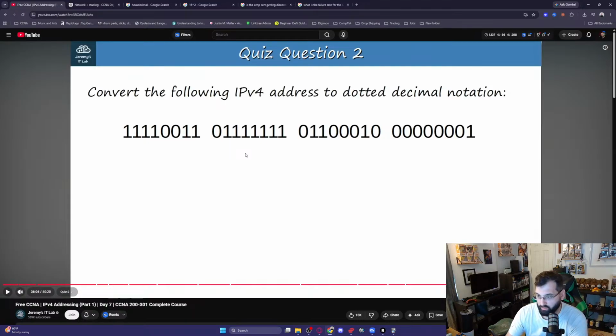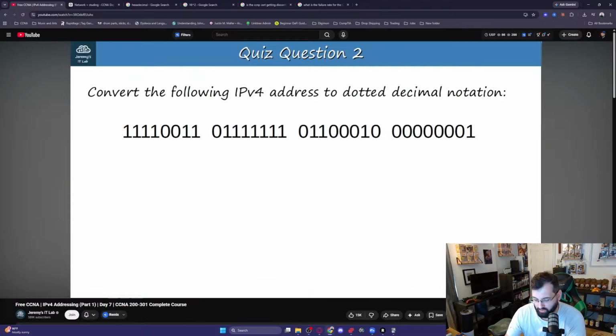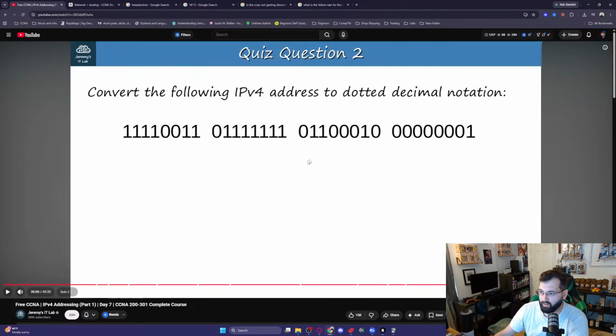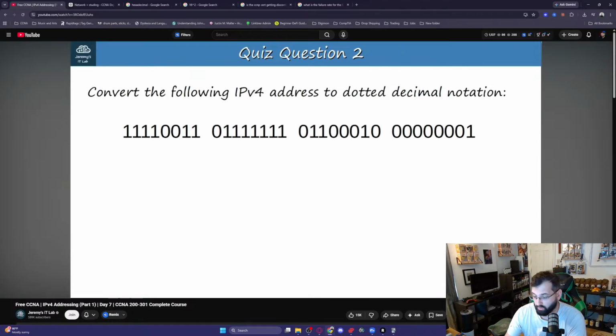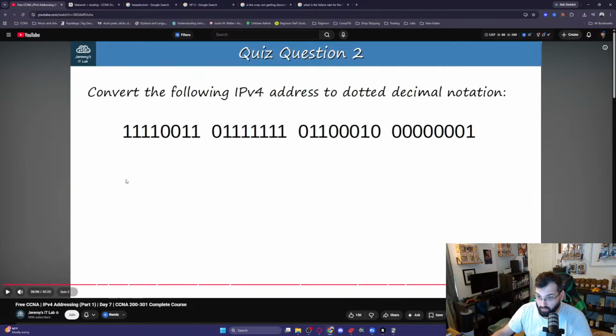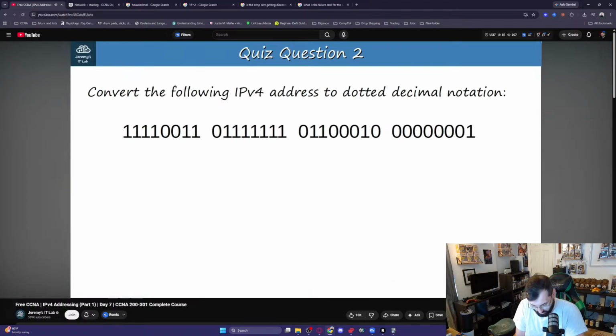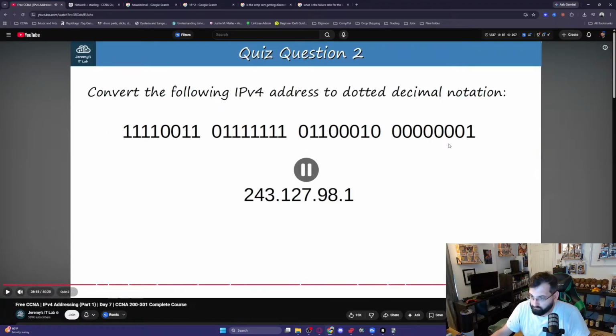Okay. And then this one's easy. 1 plus 2 plus 4 plus 8 plus 16 plus 32 plus 64 is 127. And then this one is 64 plus 32 plus 2, 98. And the other one's 1. So our answer should be 243.127.98.1. Pause the video to solve the question, then unpause to check your answer. The answer is 243.127.98.1.